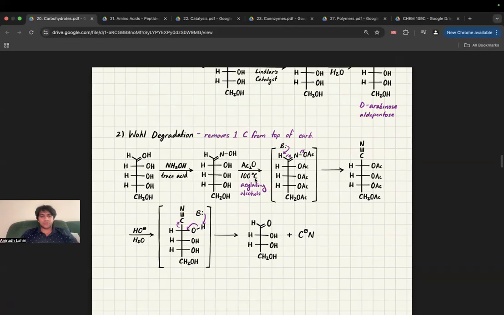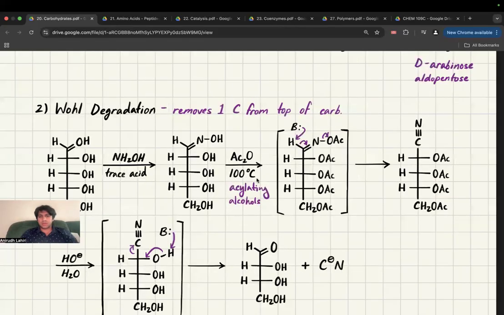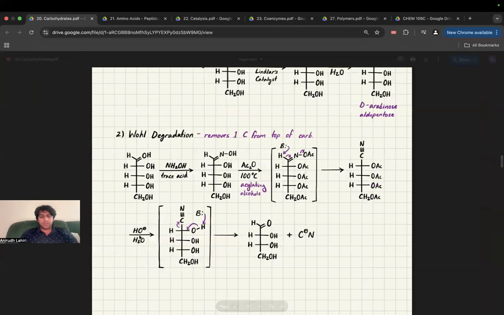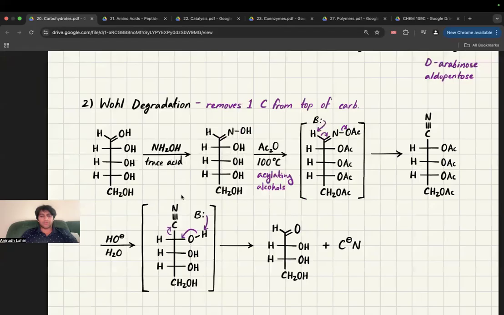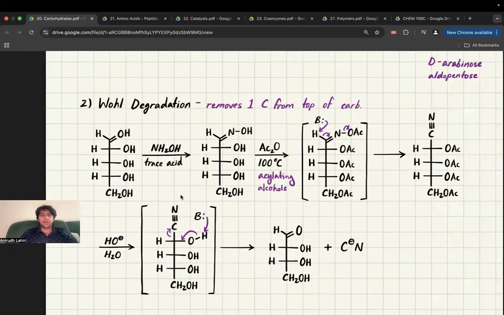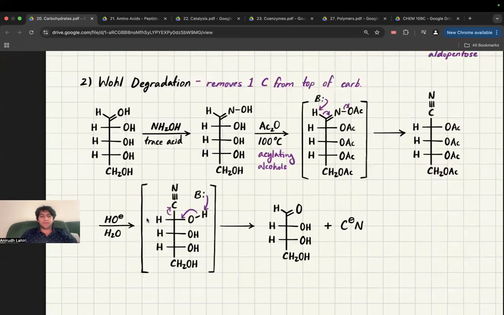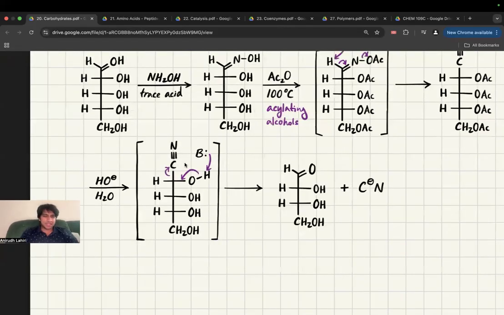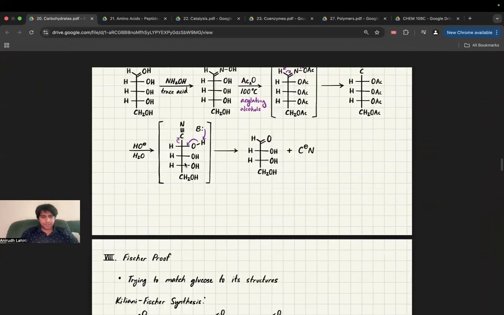So what does this do? Acetic anhydride will replace all of the OH groups with OAc, not just this one. Then we'll remove a hydrogen and we'll get the CN group here. HO minus plus H2O, we'll deprotonate here and kick off a CN. So you saw earlier that we add a CN; here we kick off a CN. Again, it's not the exact opposite, but there are some similarities.